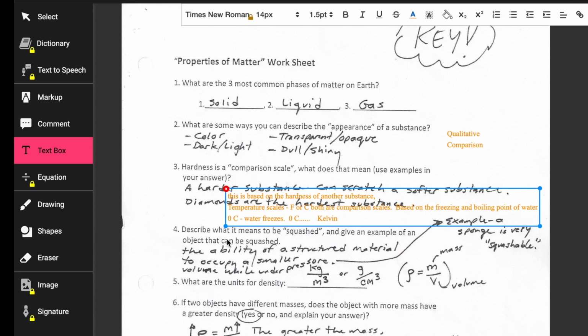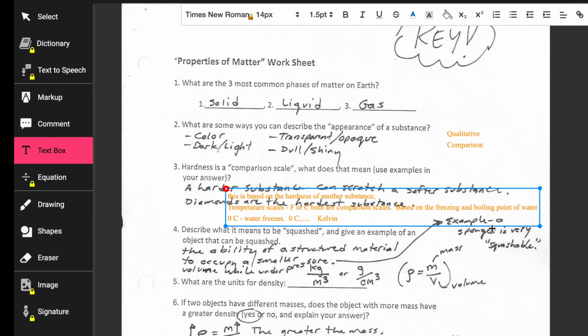Okay, number 4, describe what it means to be squashed and give an example of an object that can be squashed. Okay, so here's the book definition. The ability of a structured material to occupy a smaller volume. So if you take a stress ball and you squeeze it down, you're making the volume that it occupies much smaller, but it's still under pressure because you're having to squeeze it down. Okay, so a sponge, like if you wash dishes and you use a sponge, that would be squashable. That's what squashed would be.